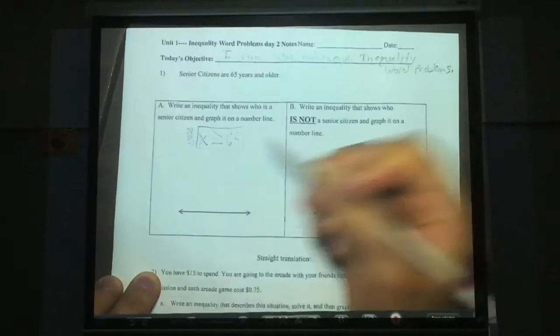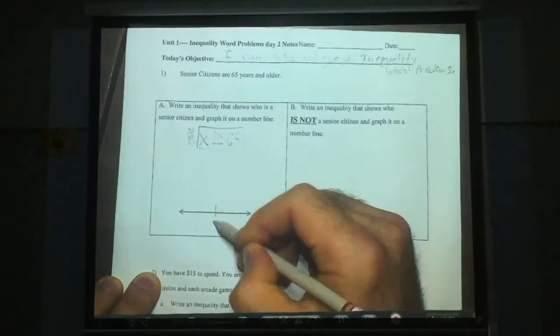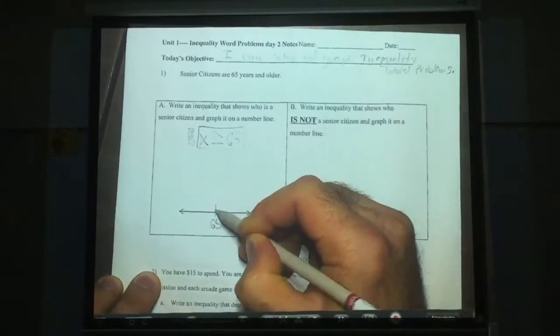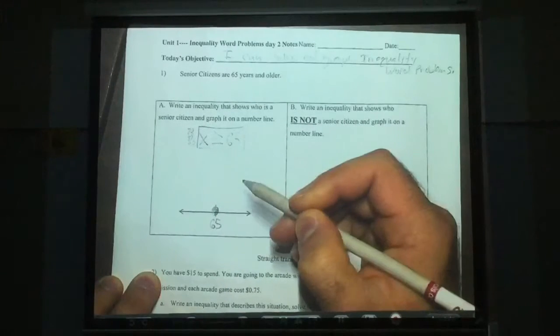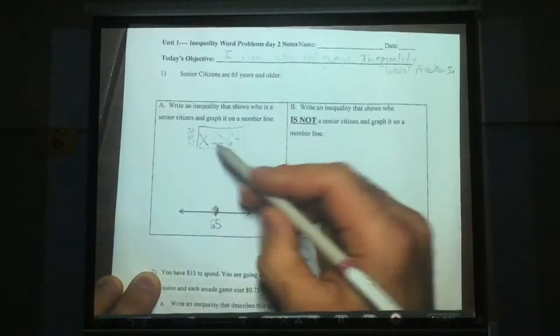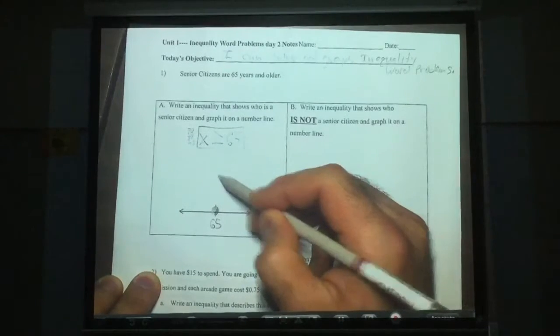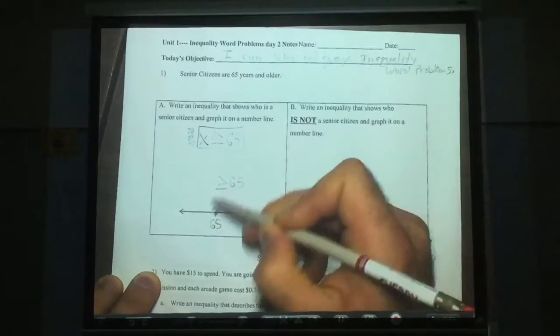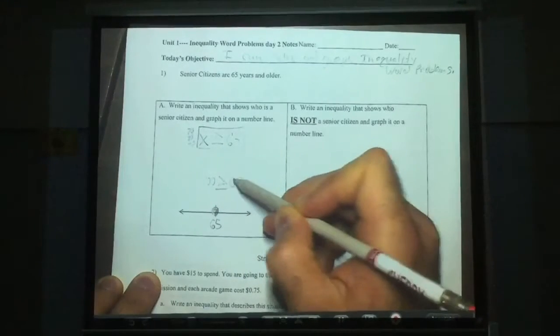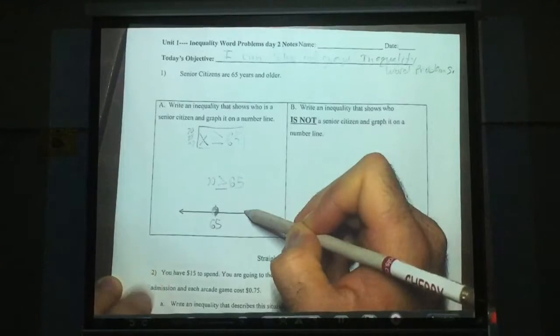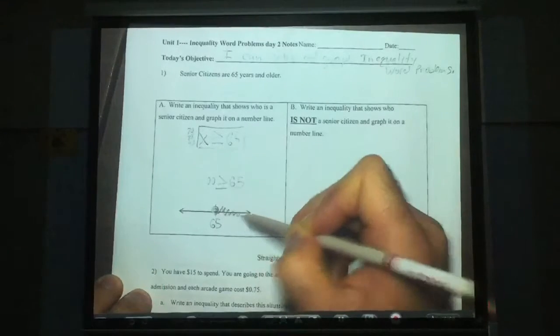Okay? Now to graph this, we're going to go ahead and put 65 on the number line. We are going to put a closed circle because if you are 65, you are a senior citizen. All right, and then again, we're going to check this. So for something to fit in here, what number could I put in here? Well, 100 works. 100 is greater or equal to 65. 100 is on this side of the number line, so we're going to shade this side of the number line.